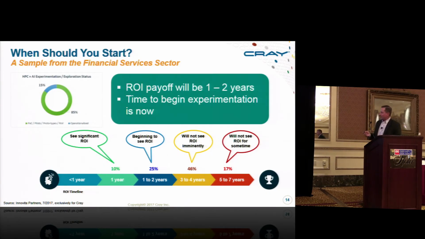Okay, so we did some work with a group called the Innovita Partners. So this, again, very survey-driven type of exercise. But what they found, so this was focused on folks that work in the financial services sector, and really, we'll start at the small circle graphic in the top left there. 85% of organizations are in some stage of a POC, either around deep learning or machine learning. 15% of those actually have things in production. I think that's the really compelling part.